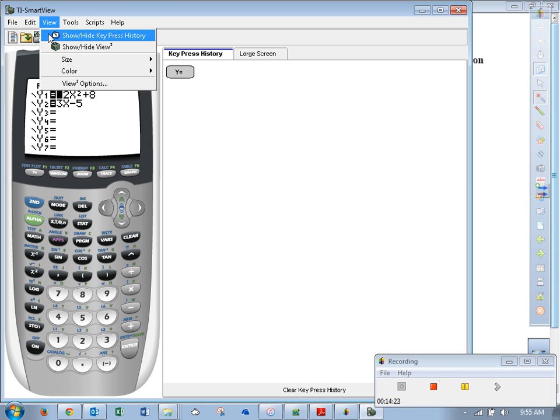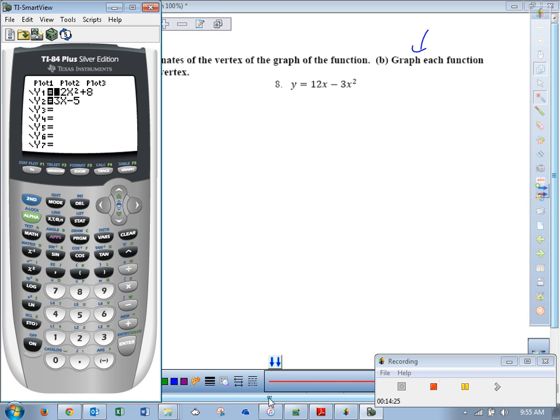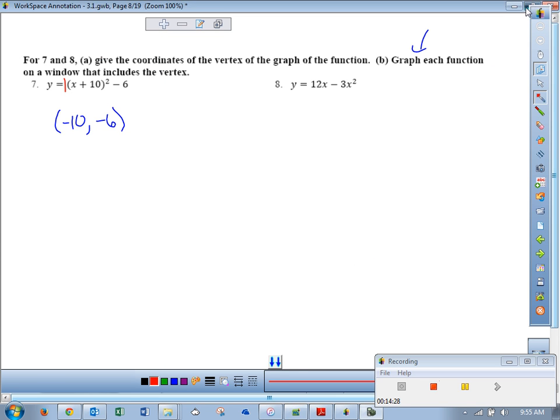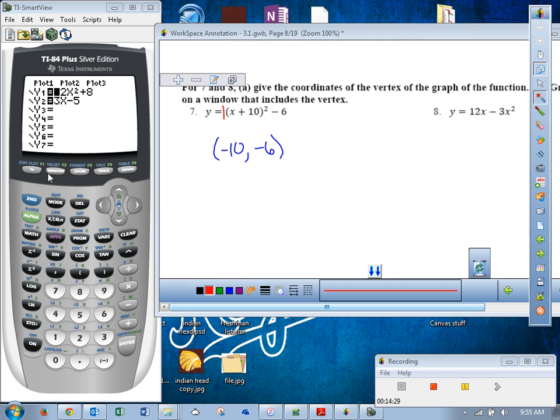Let's get rid of you, man. Slide over just a little bit. Minimize. One second for me. Let's type him in. Y equals, clear all my stuff out. Sorry, guys.